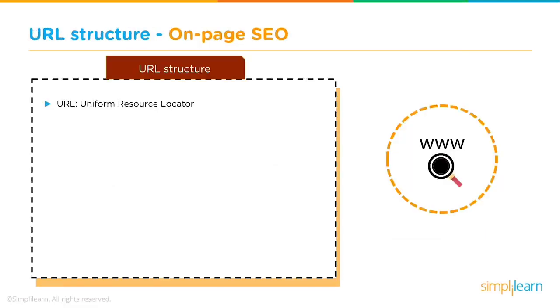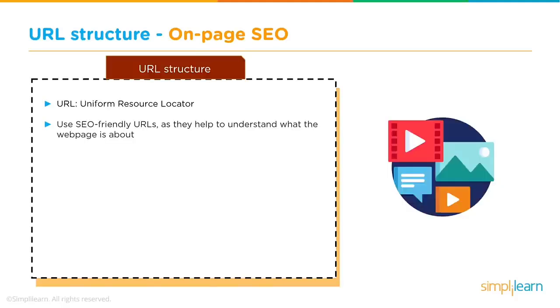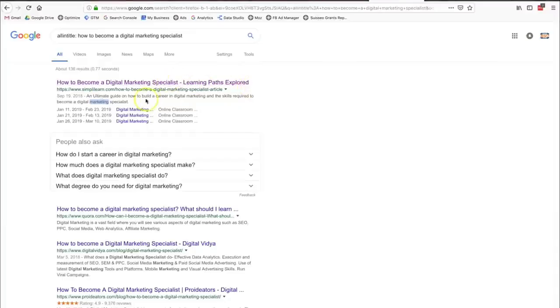And then the third element that's important is the URL. And URL stands for Uniform Resource Locator. And why is the URL so important? Because that's what people see. So if I go back to my search result, how to become a digital marketing specialist, notice that the URL also includes how to become a digital marketing specialist article. Okay, so it's very relevant. The URL is very relevant. One, we can see it in the search results. But two, it's relevant to the keyword query. And that's important for the end user and Google. Google wants to know, hey, is this the page that's relevant to the user's query?